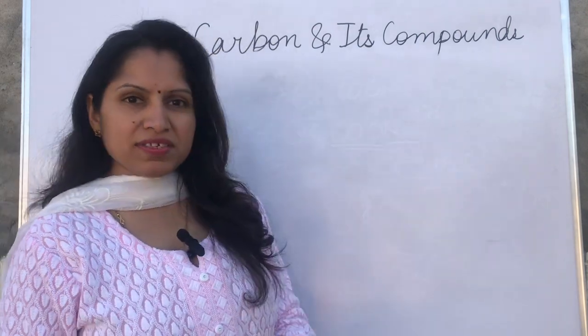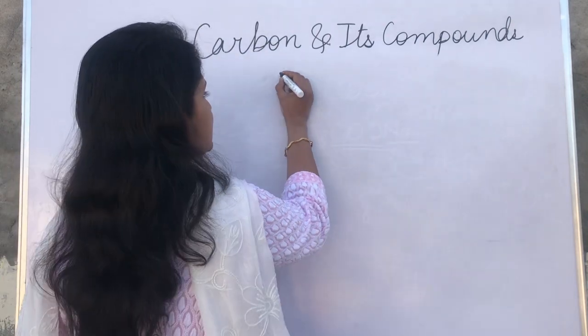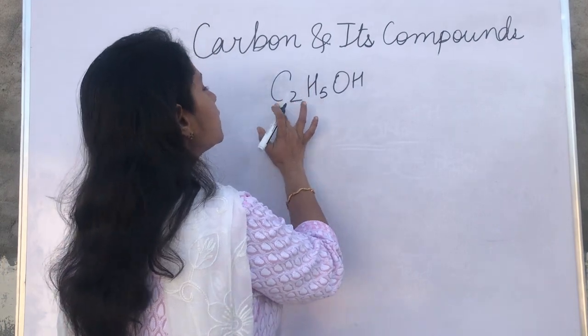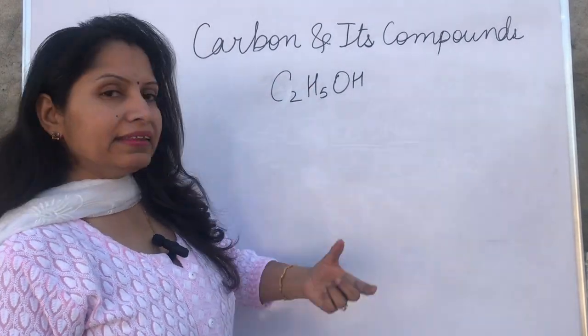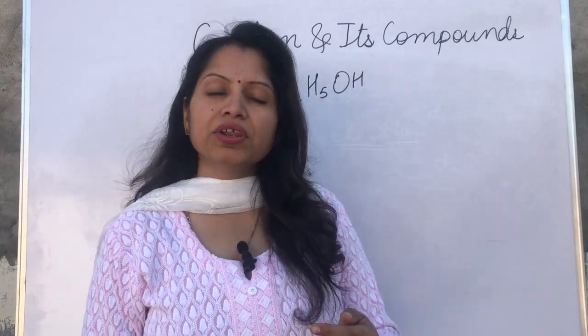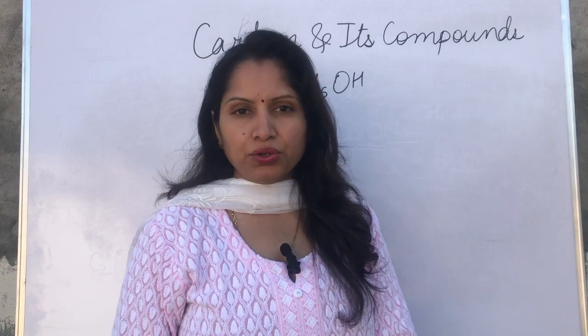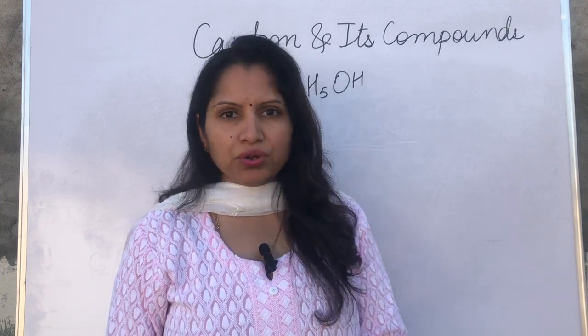So here we start with ethanol. Ethanol is C2H5OH. It is the second member of the alcohol series. We have seen that yesterday. And ethanol is also used for drinking purpose. The alcohol that is used for drinking purpose is ethanol. But not only for drinking purpose, it's a very good solvent also.